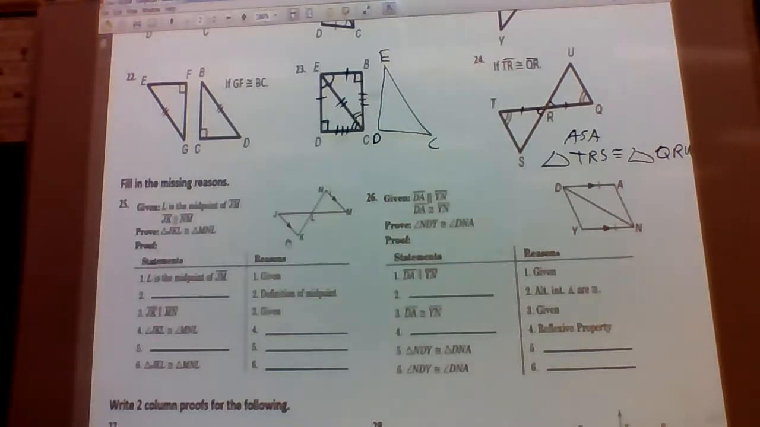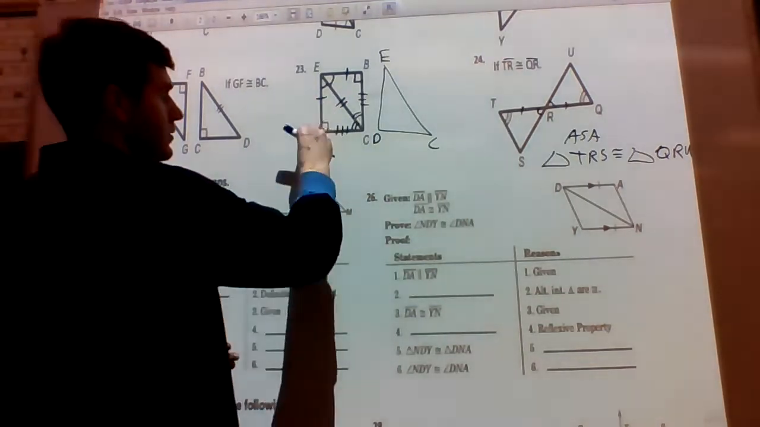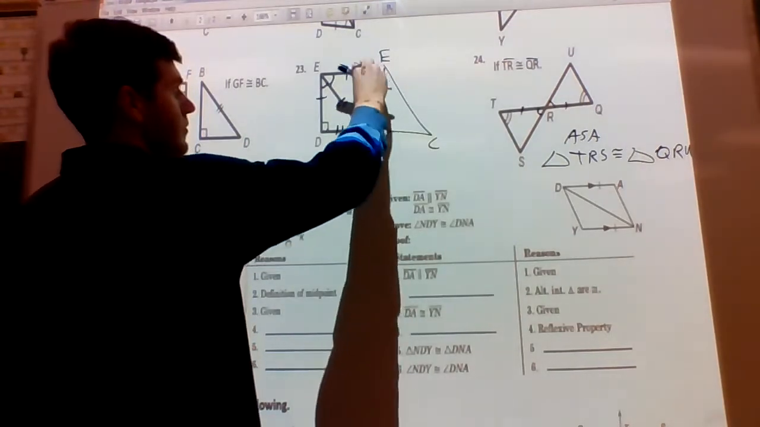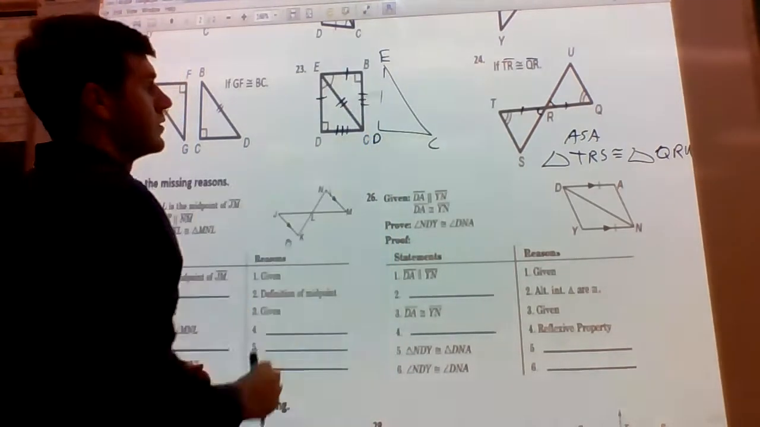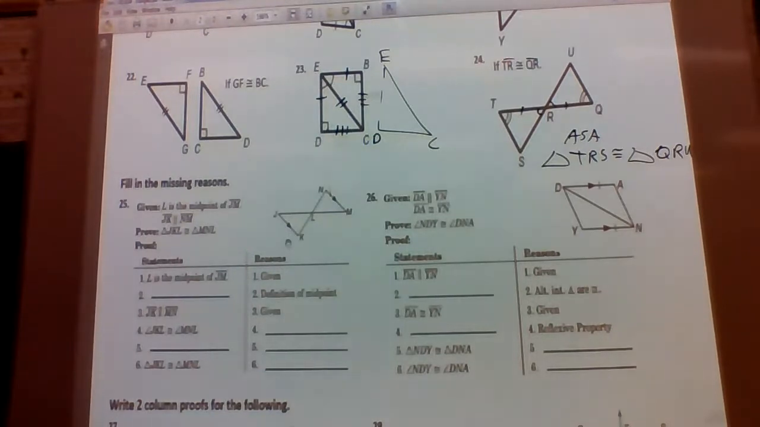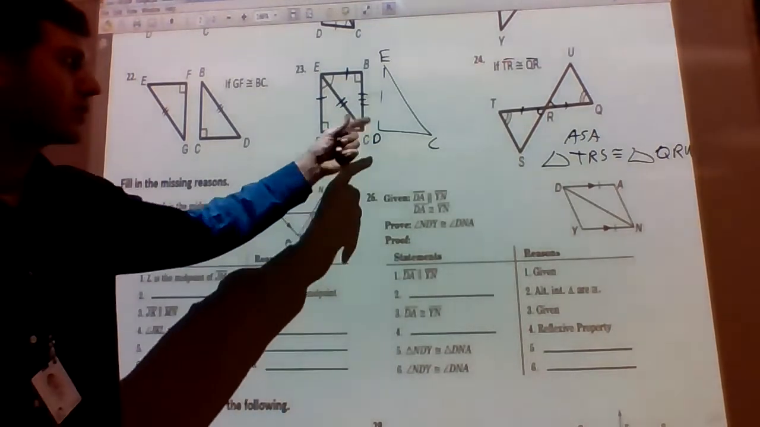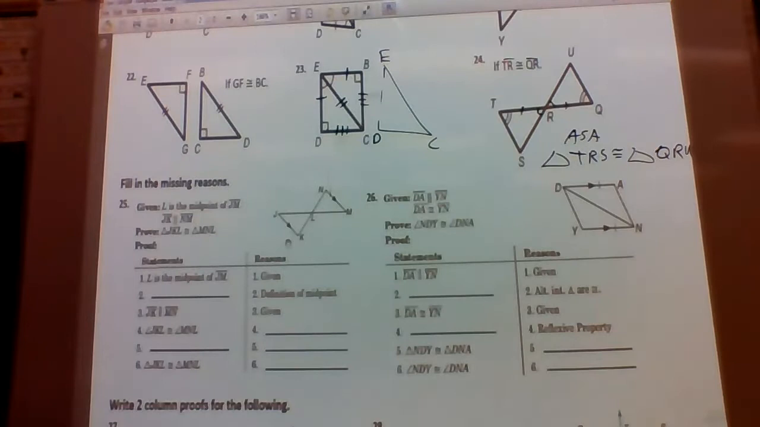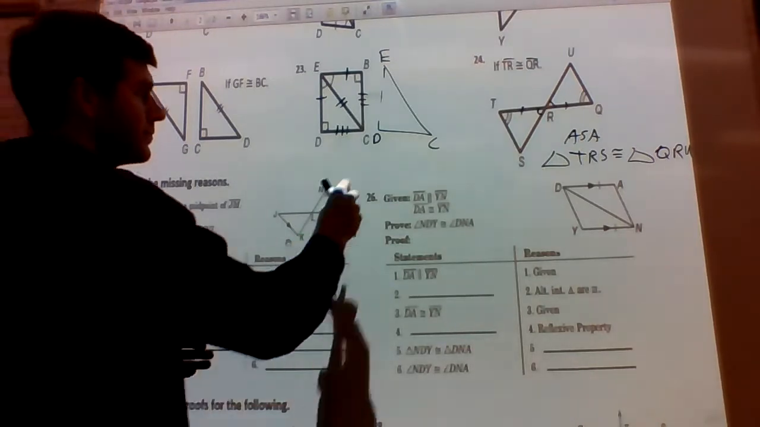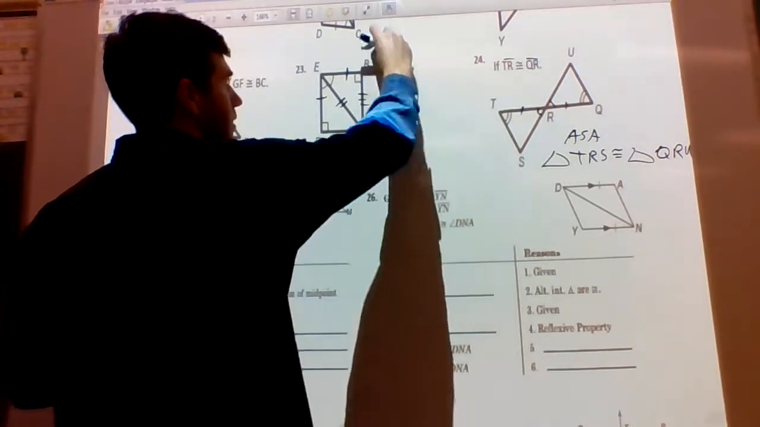See how it visually doesn't make sense? If we just looked at the sides, it looks kind of odd. Clearly this side looks shorter than that side. But we have to go with what we're given. All right, anyways, that's the non-proofs.